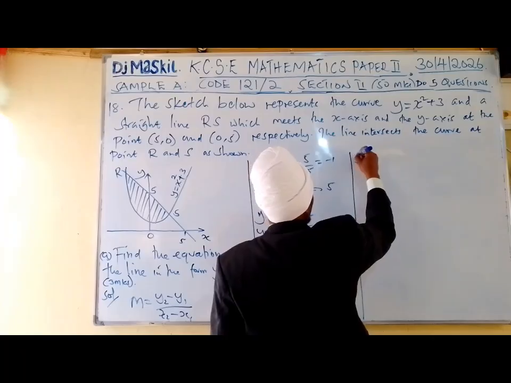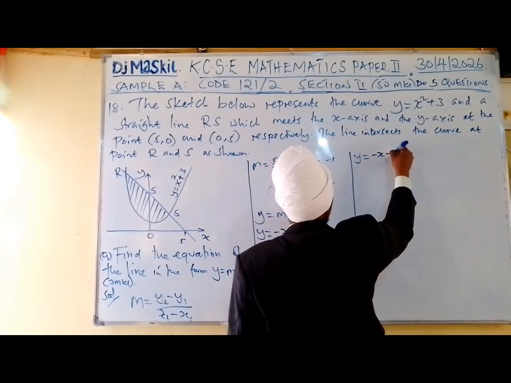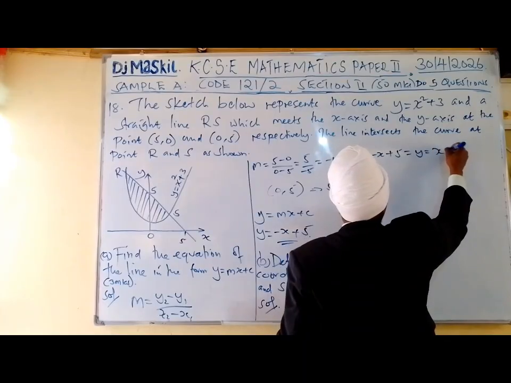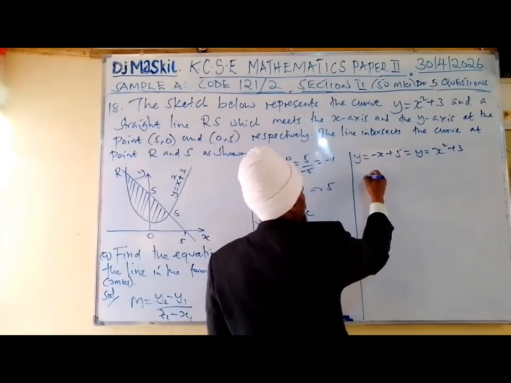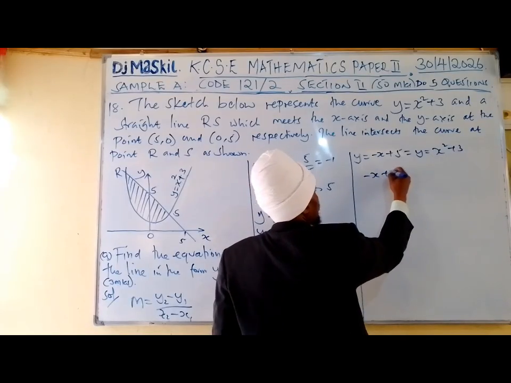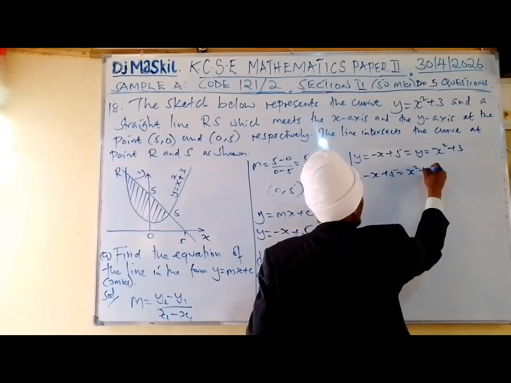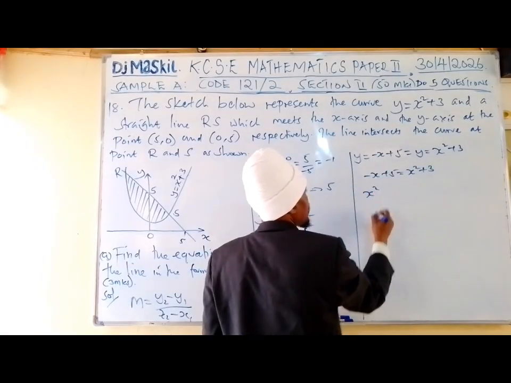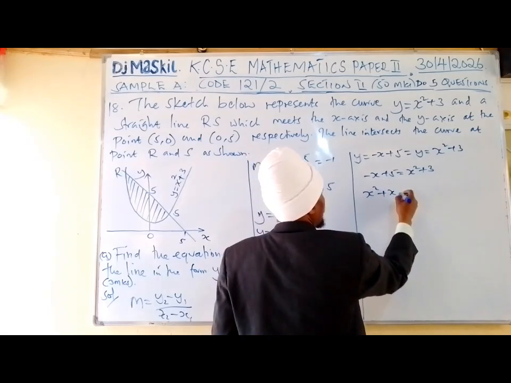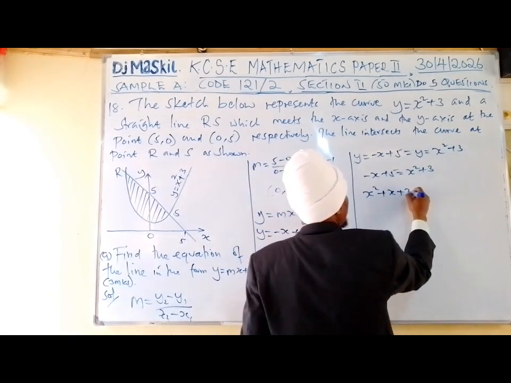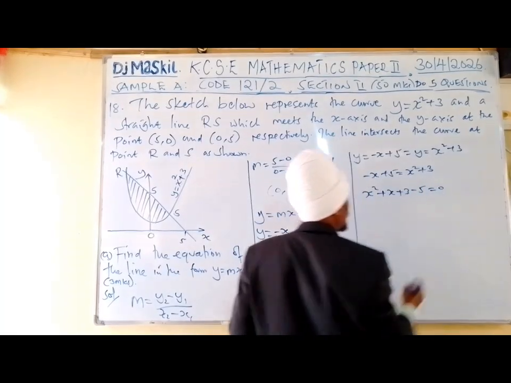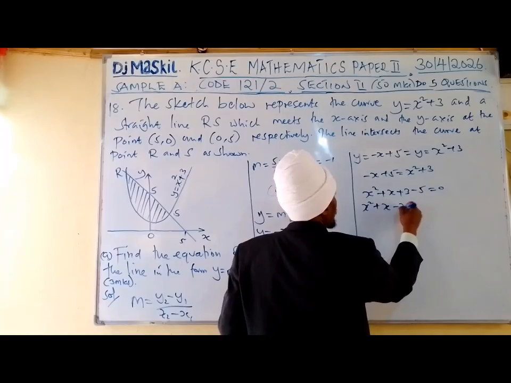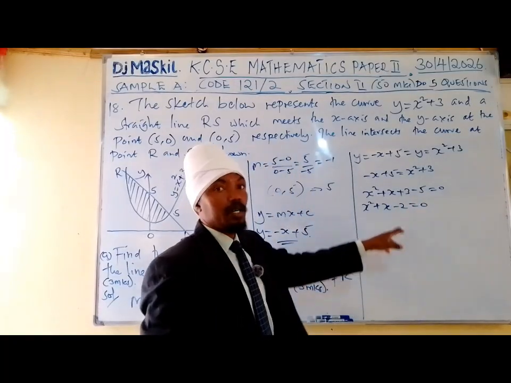We say y is equal to negative x plus 5 is equal to y is equal to x squared plus 3. Therefore, simply negative x plus 5 is equal to x squared plus 3. So this one can simply be represented as x squared plus x plus 3 minus 5 is equal to 0. So x squared plus x minus 2 is equal to 0. This is a quadratic equation.